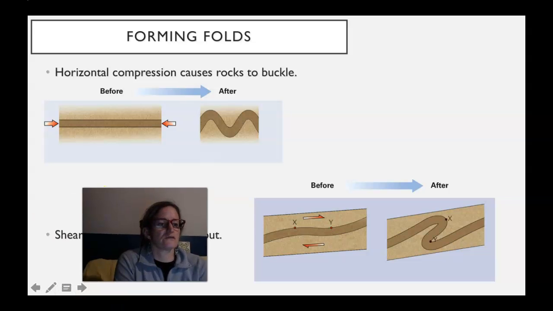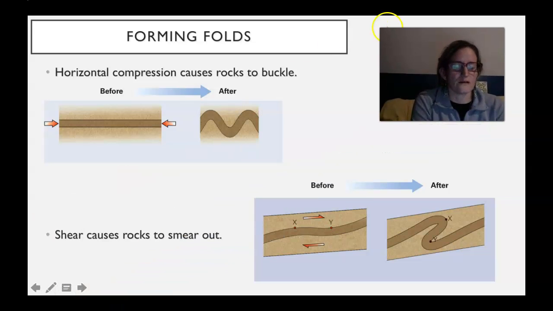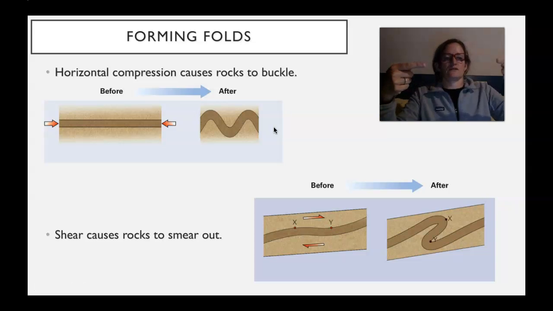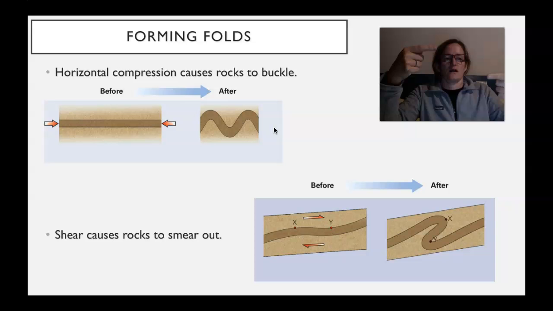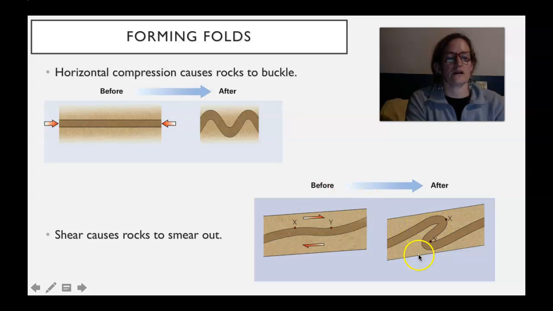Horizontal compression causes rocks to buckle. Okay, so you squeeze it and they are going to buckle. That pressure then is coming in just directly at the bed. If you change that and it's more of a shear motion, then you're going to get kind of a zigzag or a Z fold, as in this image here at the bottom.